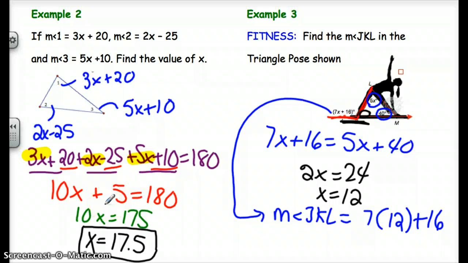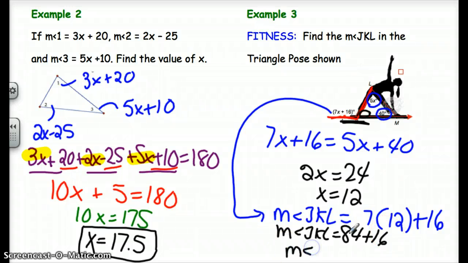I'm communicating the mathematics. Measure of angle JKL, 7 times 12. 7 times 12 is getting 84 plus 16. So my measure of angle JKL ends up being 100 degrees.